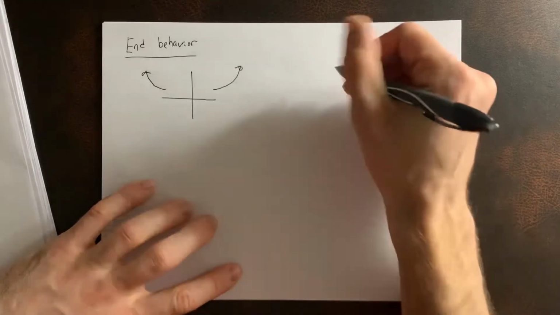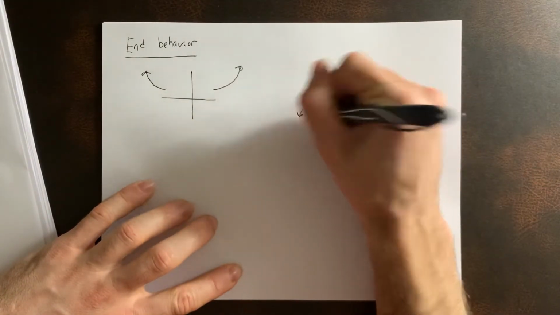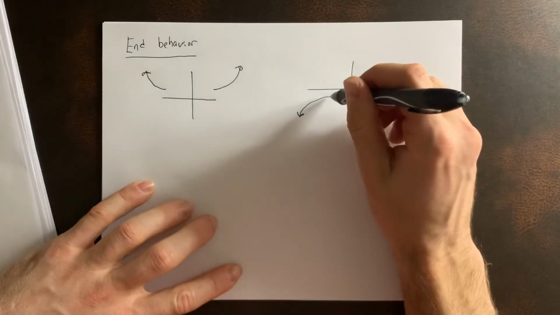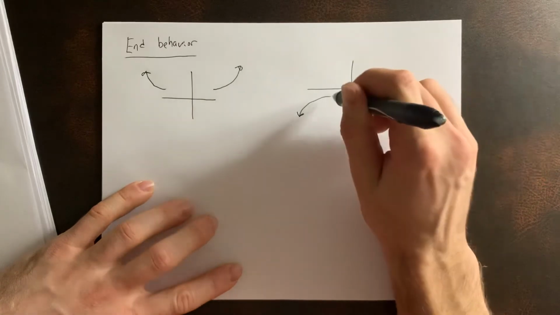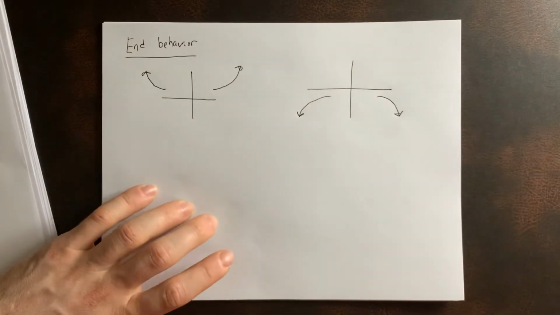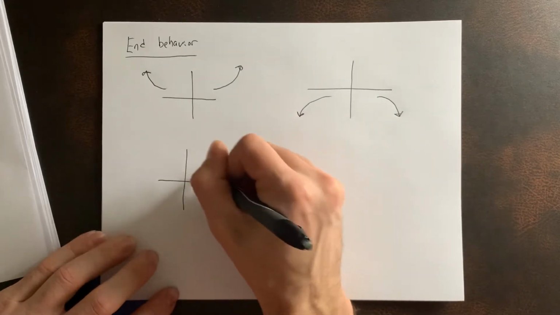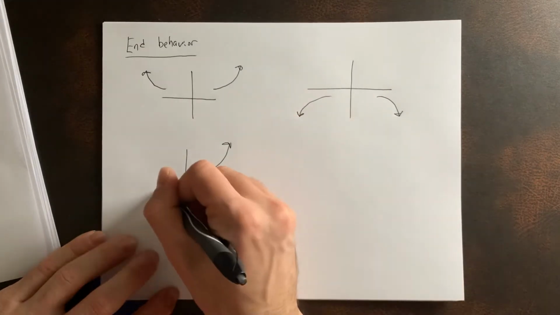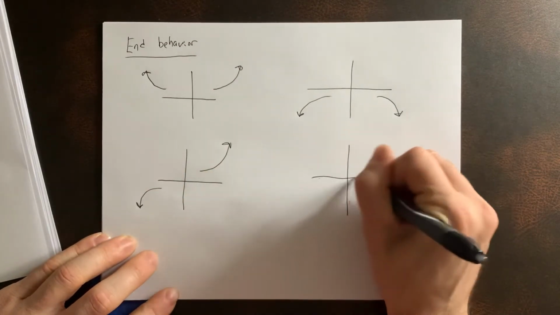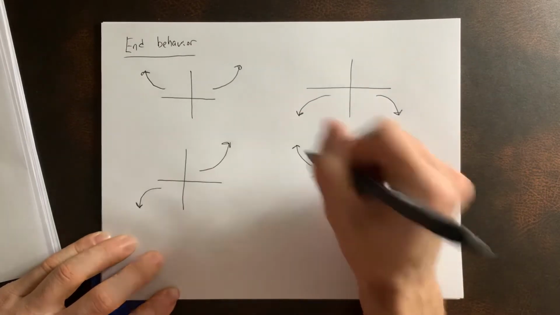That's one option. Our next option is the graph moves down on both sides. Again, anything can happen in the middle, but eventually as we move left the graph moves down, and as we move right the graph also moves down. Another option is a mixture: on one side the graph moves up and on the other side it moves down. The last possibility is that it moves down on this side but up on this side.